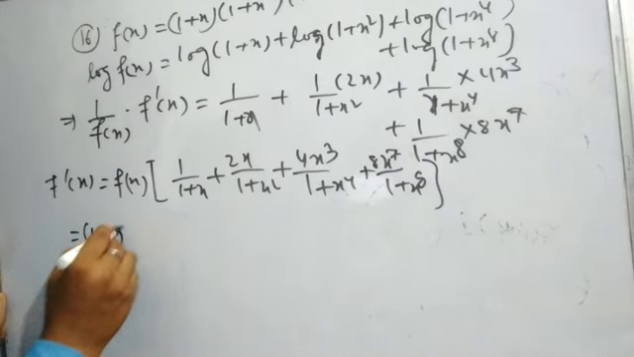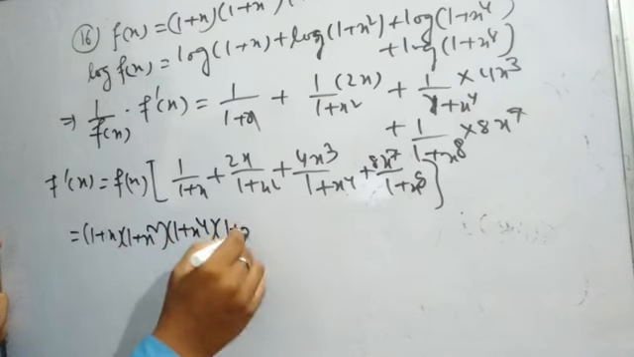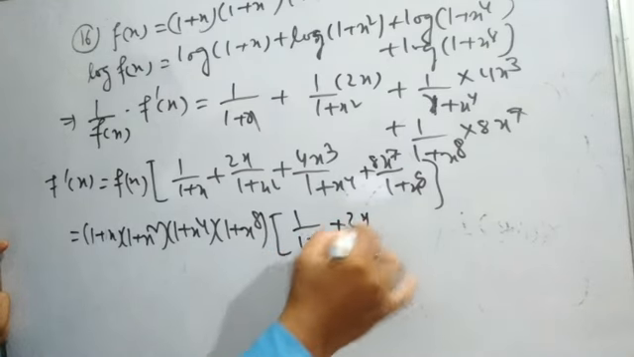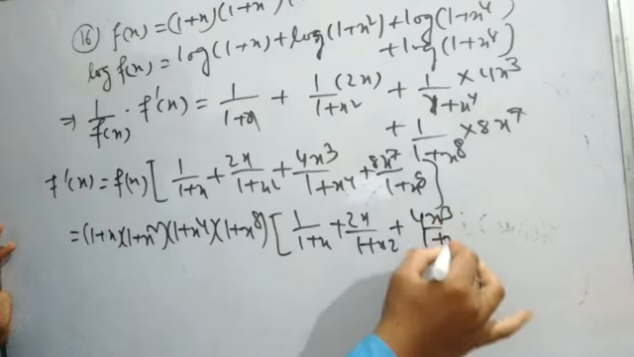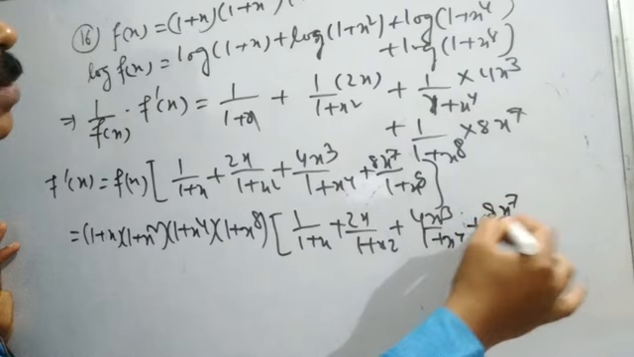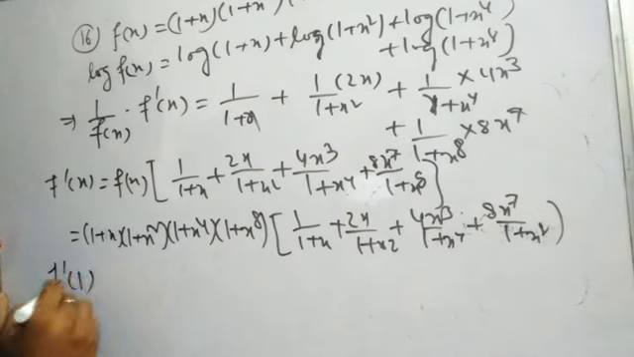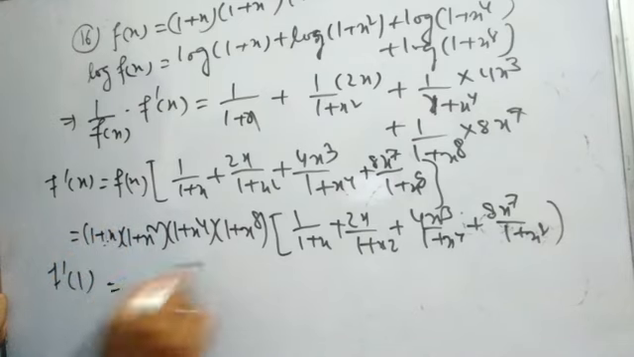F of x is 1 plus x into 1 plus x square into 1 plus x to the power 4 into 1 plus x to the power 8, times the other terms: 1 by 1 plus x plus 2x by 1 plus x square plus 4x cube by 1 plus x to the power 4 plus 8 x to the power 7 by 1 plus x to the power 8. Then we have to find f dash 1. So put the value 1 in place of x. Then you easily get the answer 120 in these questions. Thanks.